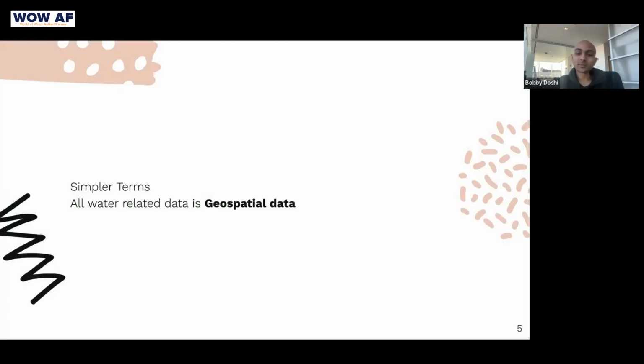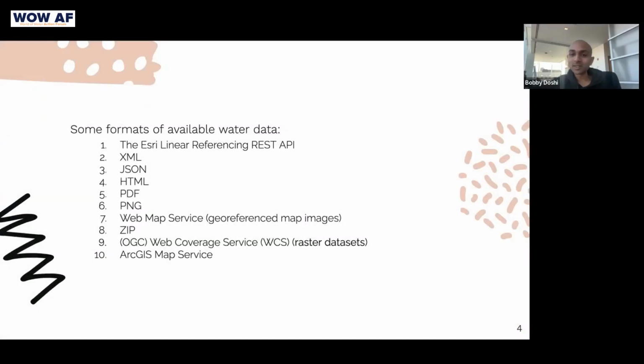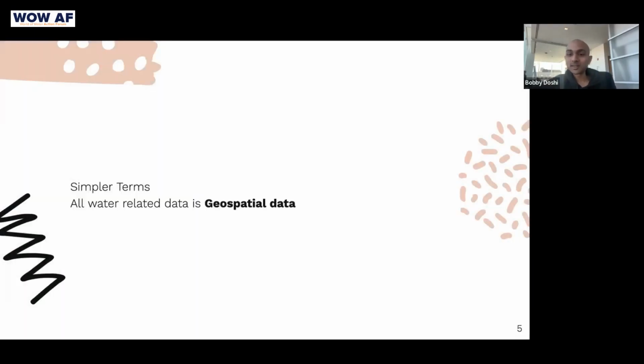Now, in simpler terms, when we talk about water, all the data that we saw in the last slide is basically a geospatial data. What is geospatial data? It's data that belongs to a particular location and at a particular time. So whenever we talk about water, what are the different types of water data we have? It could be water quality. Again, when we talk about water quality, it's always associated at a particular date and at a particular location.